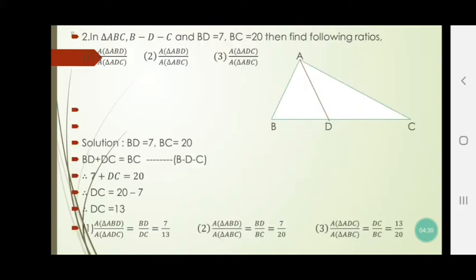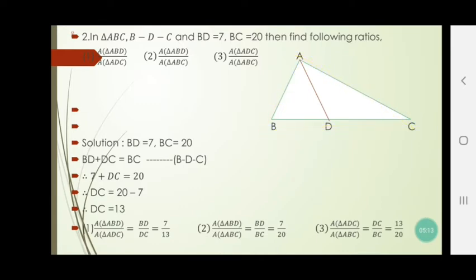Now we move on to question number 2. In triangle ABC, D is not the midpoint; it lies between B and C. BD is equal to 7, BC is equal to 20, and we have to find all these ratios. How many triangles are there in the given figure? There are three triangles: triangle ABD, triangle ADC and triangle ABC.